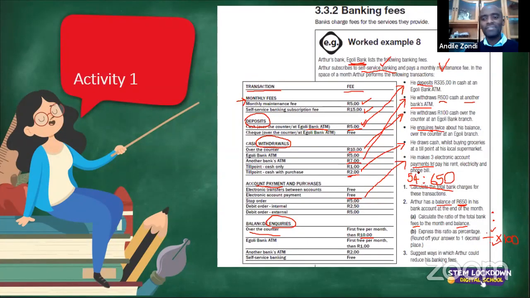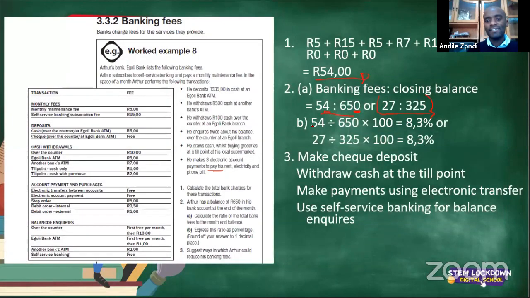Remember, today I just decided to give you guys an opportunity to write. So obviously this ratio can be written as 54 divided by 650. The division sign is replaced with times 100 because I'm converting a common fraction to a percentage. So your answer should have been 8.3%.